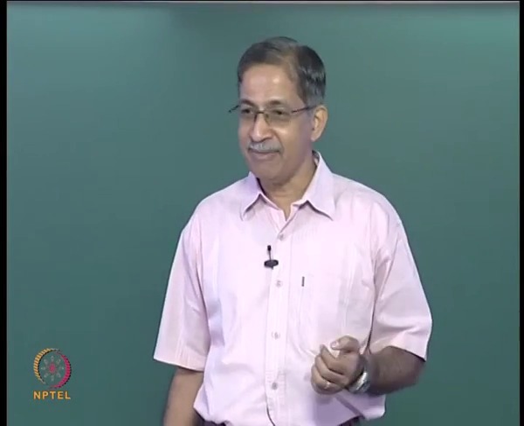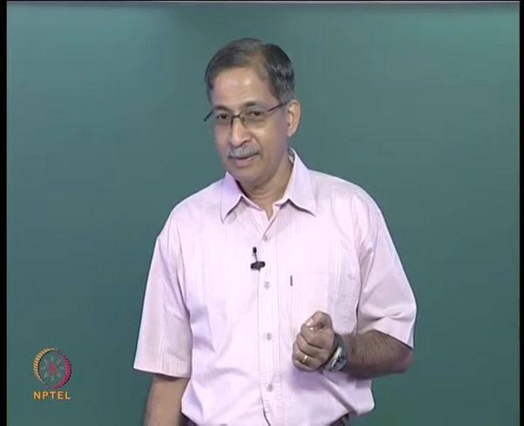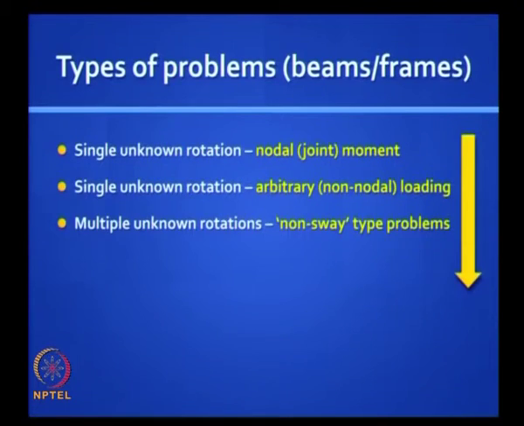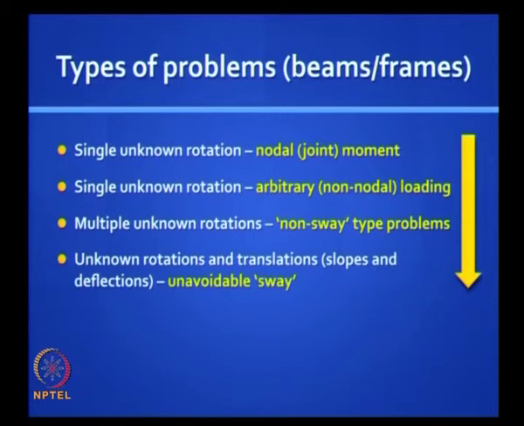What do you think is the next level of difficulty? More than one unknown rotation. Let us say continuous beam, you have 4 rotations, okay, you are right. What is the next level of difficulty? When in addition to rotations that are unknown, you have unknown translations, like the sway in a building, that is more complicated, right. So that is a 4th type. If you know how to do all these 4 types, you are the ustad, you know displacement method.